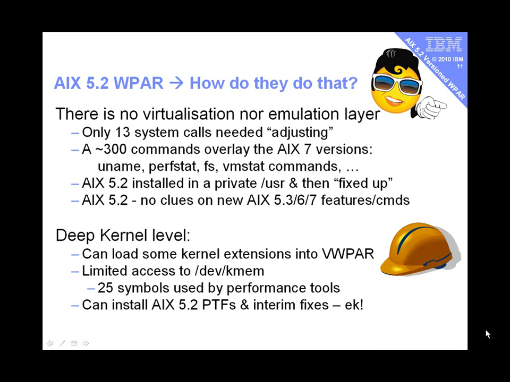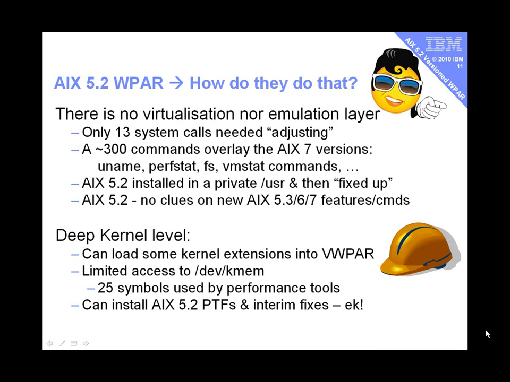First note, there's no virtualization or emulation layer involved in here. Everything will be expected to work at full speed. They analysed the 2 kernels, and found that there were 13 system calls that needed adjustment. Perhaps the later versions of AIX have extra parameters available to system calls, and so those system calls are adjusted when we're in this environment so that they'll work as expected.